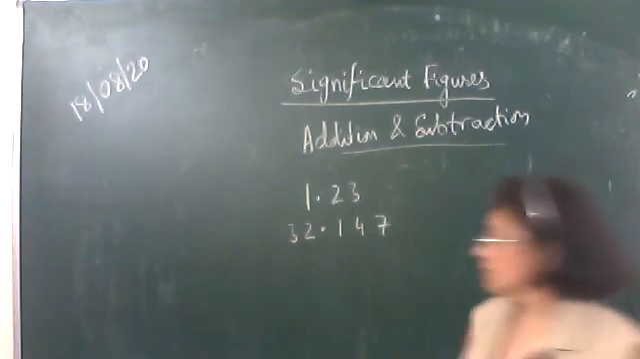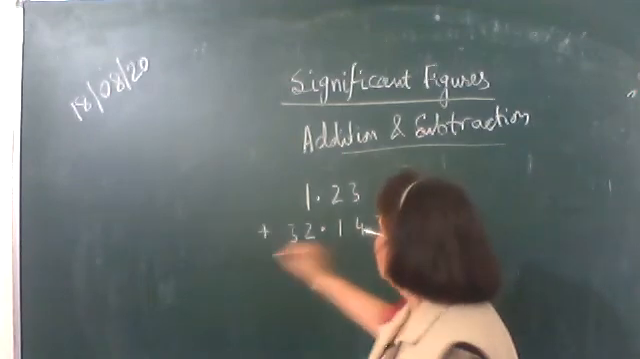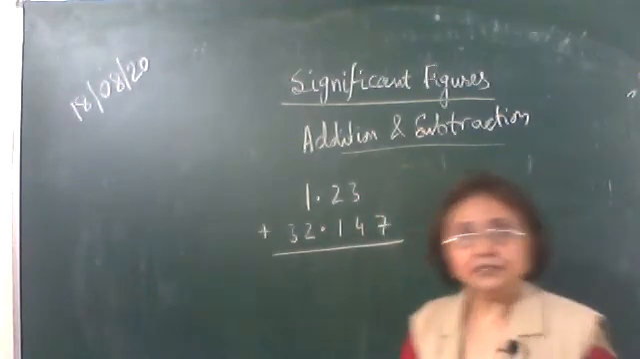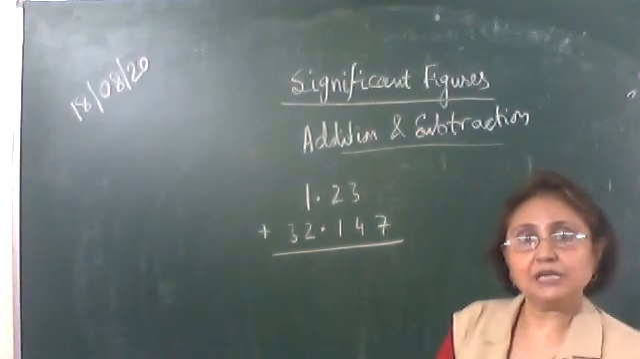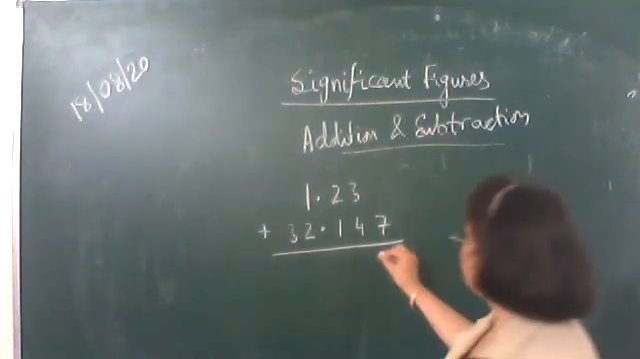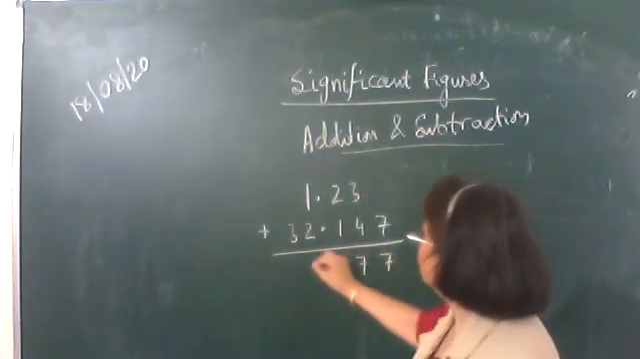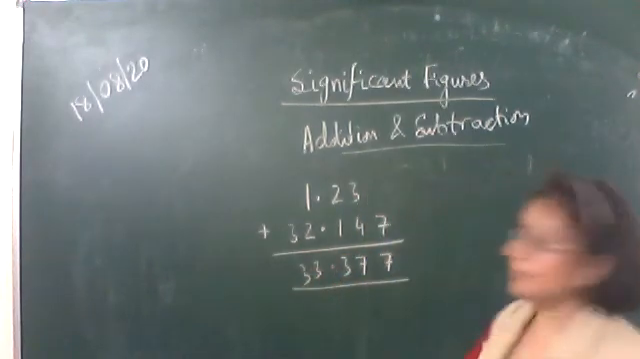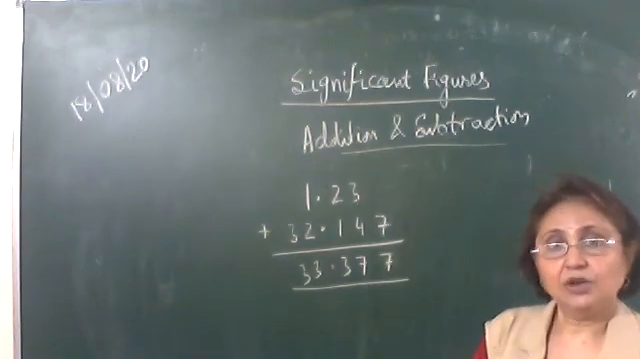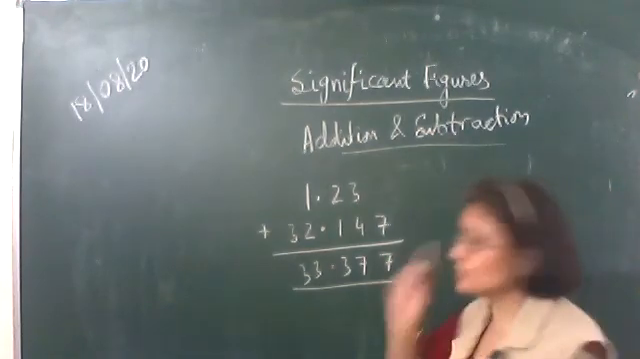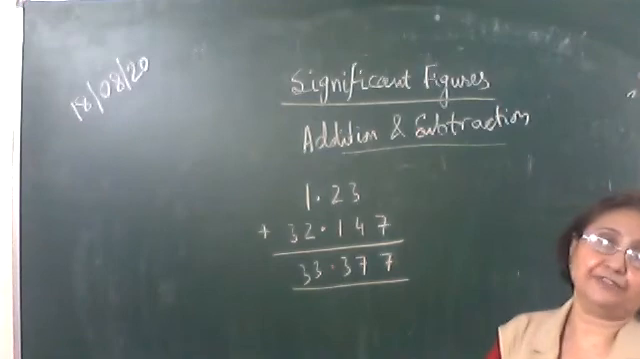Add it in the same manner as you studied in primary class, how to add the values. When you add it, the answer is 33.377. Now this answer has to be expressed in proper significant figures.